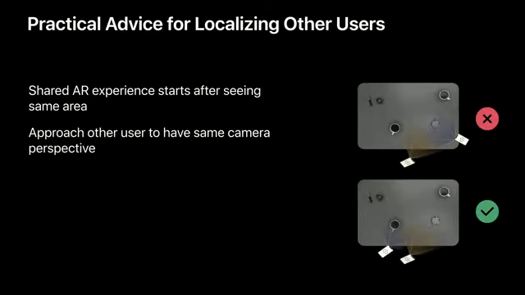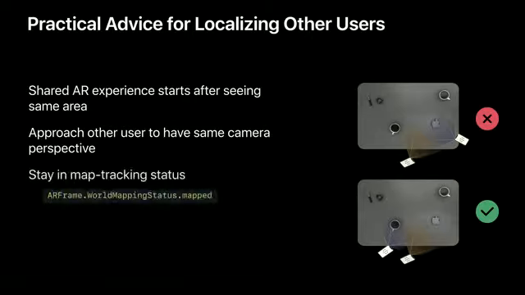First, it is recommended to have one of the users approach the other user to have the same camera perspective. For instance, in this example, we have two users seeing the table, but they are seeing it from crossing directions. Then, it's not likely for ARKit to localize them to begin the shared AR experience. However, if you have two users stay side by side and looking in the same direction, then it is more likely for ARKit to localize and also to start a shared AR experience.